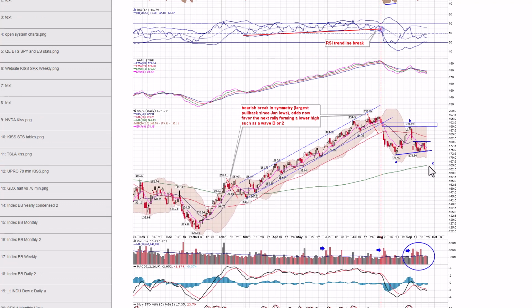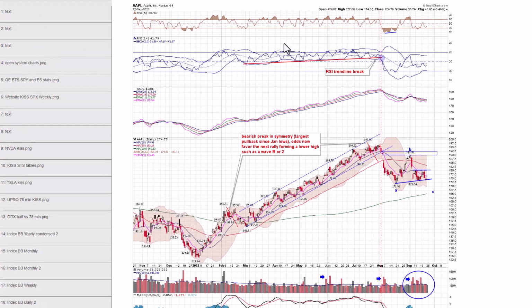Remember, Apple is really the biggest component on these indexes. If Apple has a 3% move down one day, you probably have to have 1,000 other stocks go up to counteract that. The weighting is that strong.